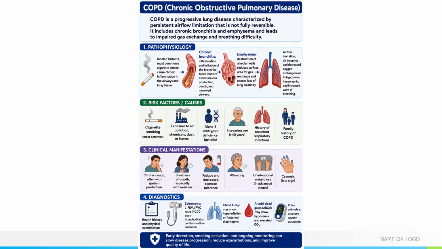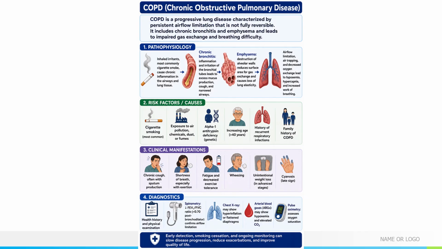COPD is really used as an umbrella term that includes two disease processes, one being chronic bronchitis, which primarily affects the airways, and emphysema, which primarily affects the alveoli. Most patients have features of both conditions, although one may predominate over the other.